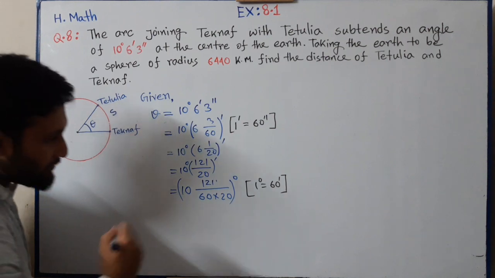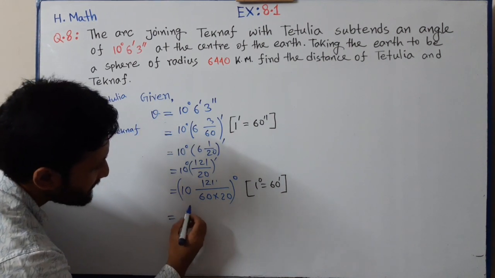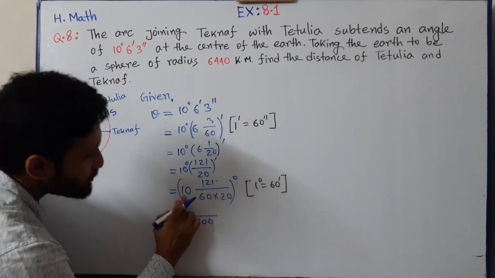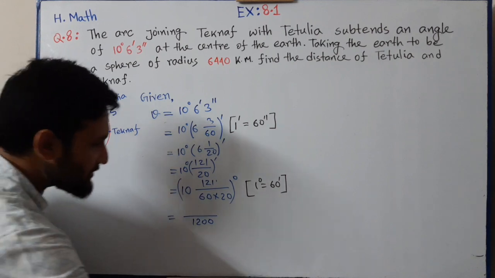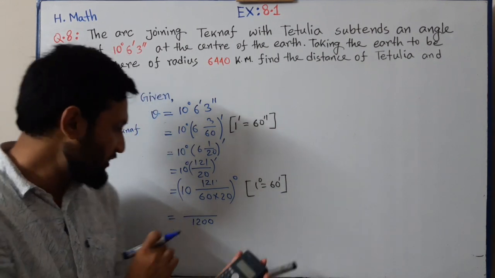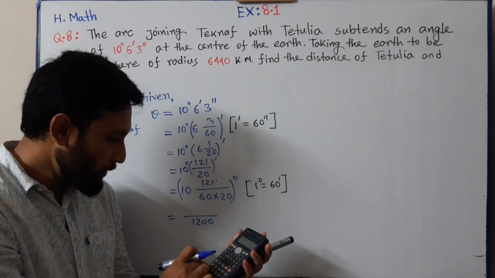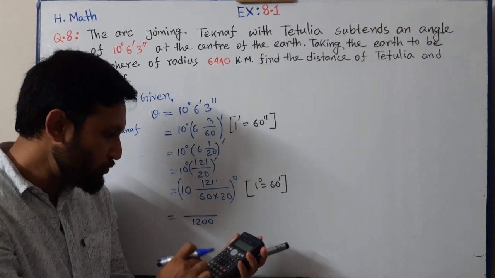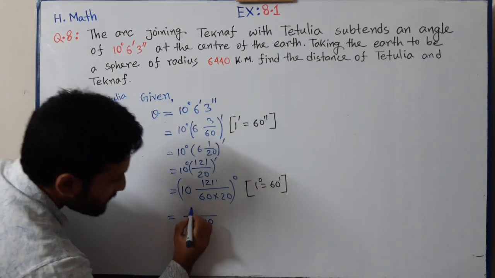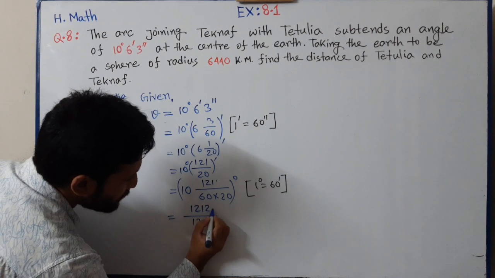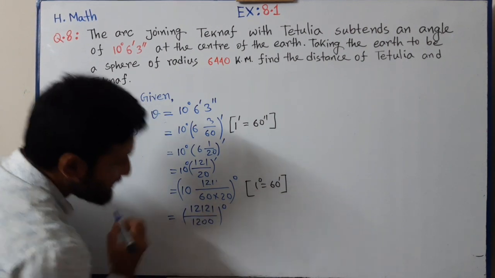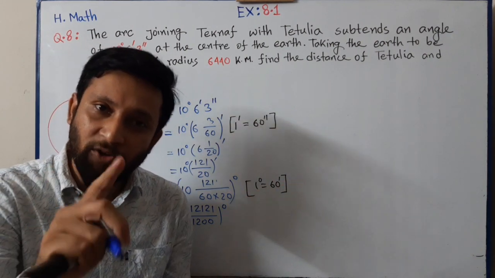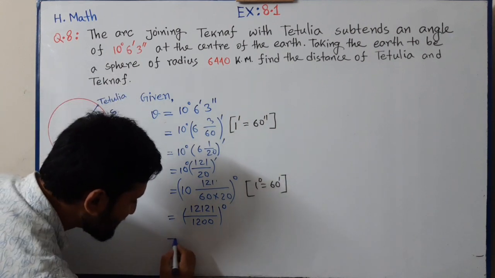Now again by simple calculation, we can write 60 into 20, that means 1200. So 10 into 1200 plus 121, that is 12121 over 1200, and this is in degrees. Now we already know 1 degree equals pi by 180 radian. So we can easily convert this into radians.